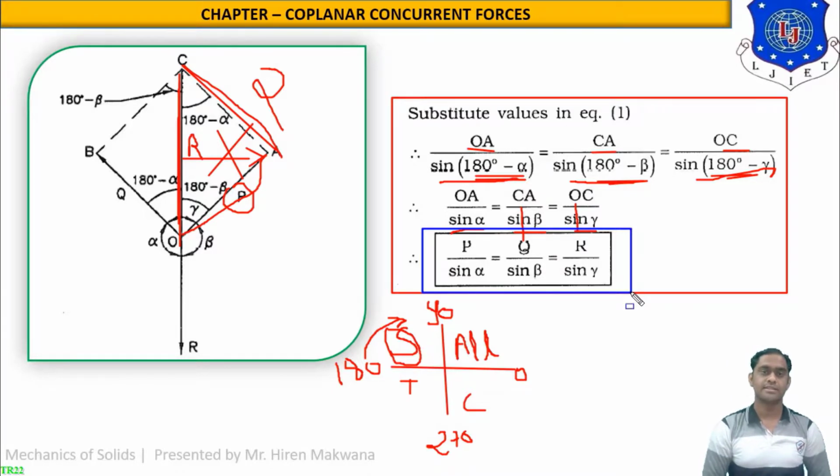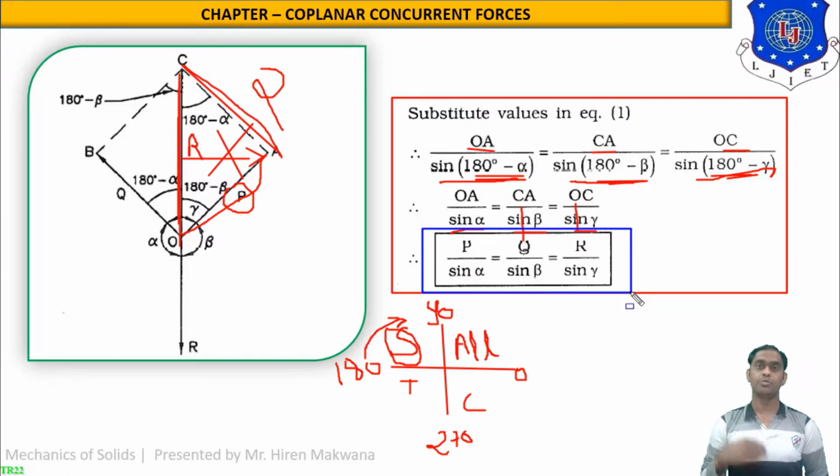So friends, this is Lami's theorem, which is very complicated and very tough to remember. So just practice on your own. And now in the next lecture we will start the numericals based on Lami's theorem. You must remember that this theorem and the sums based on it are very difficult. For this I will give you some rules and regulations to solve the numericals.